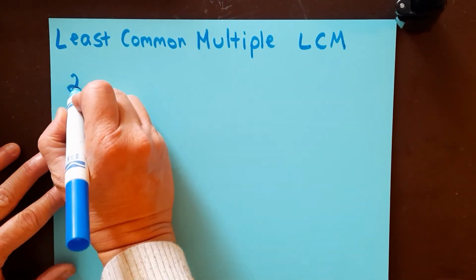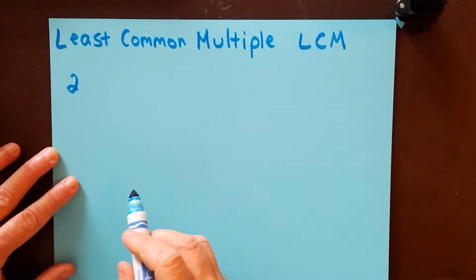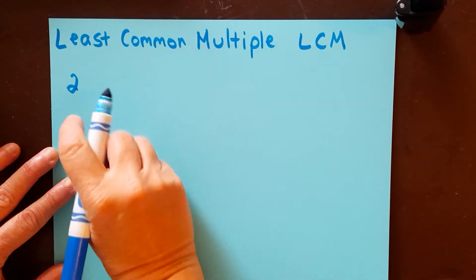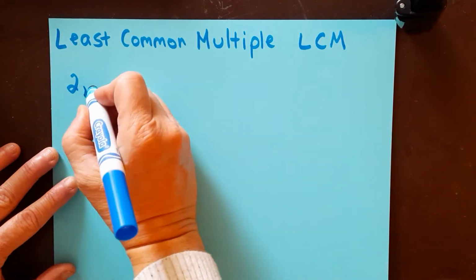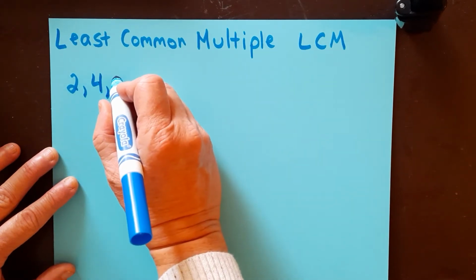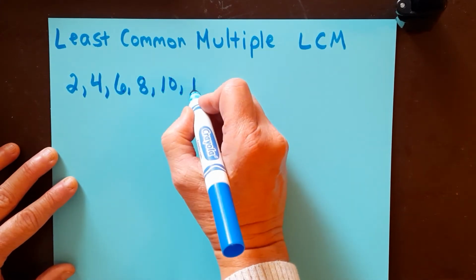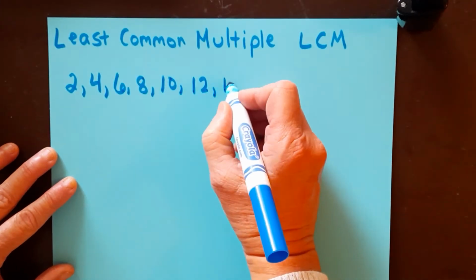Multiples are just what you get when you start multiplying a number by 1, then 2, then 3, then 4. It's the same as counting by that same number. So the multiples of 2 would be 2 times 1 is 2, 2 times 2 is 4, 2 times 3 is 6, and so on. So we end up just counting by 2's. 2, 4, 6, 8, 10, 12, etc.